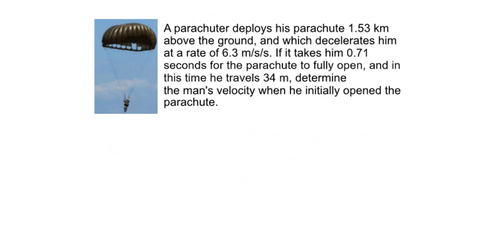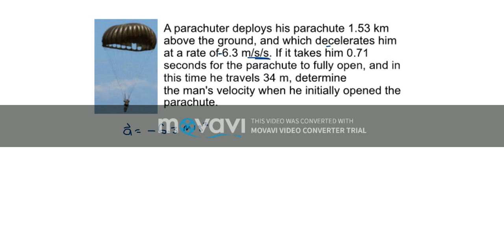So this actually is a very similar sort of scenario. We're actually slowing down. There's a parachuter. He's going to deploy his parachute 1.53 kilometers above the ground. He's going to decelerate. So again, it's going to need an acceleration value, but it's really negative 6.3 meters per second squared. And meters per second kind of means the same thing. So we're also given a time value this time, so 0.71 seconds. And well, this is where we get a little stuck.